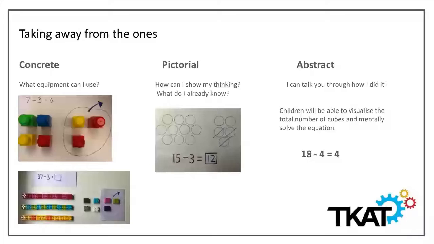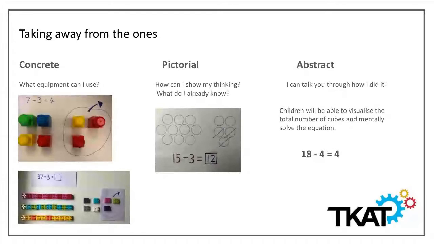It is at this point that children would actually take them away and move them to one side. They would then count the blocks that are left to find the answer. In this case, 3 blocks will have been taken away and there are 4 left. So 7 subtract 3 is equal to 4.